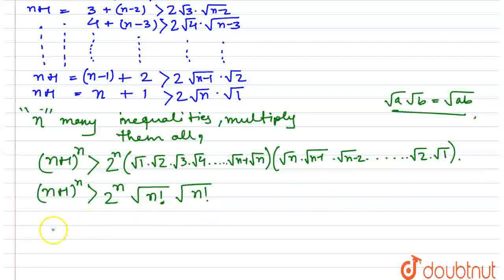So this finally becomes ((n plus 1) by 2) power n is greater than under root n factorial into under root n factorial, that is n factorial. So this is the inequality which we were required to prove. Thank you.